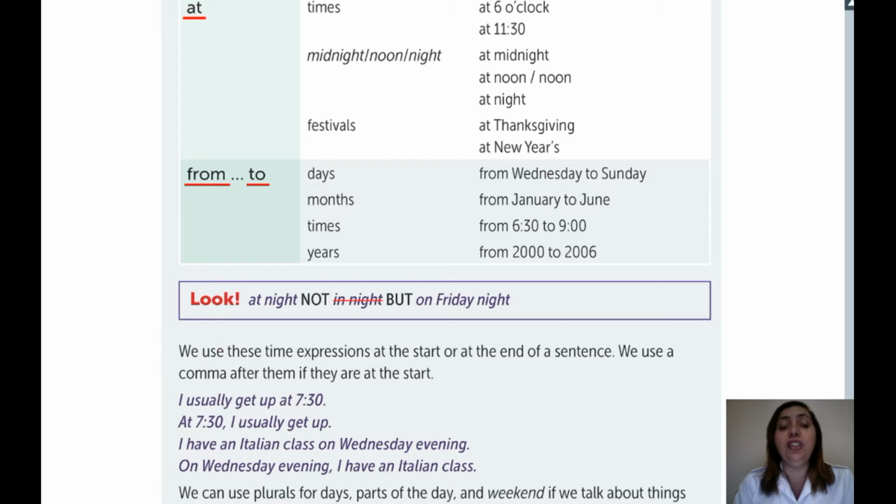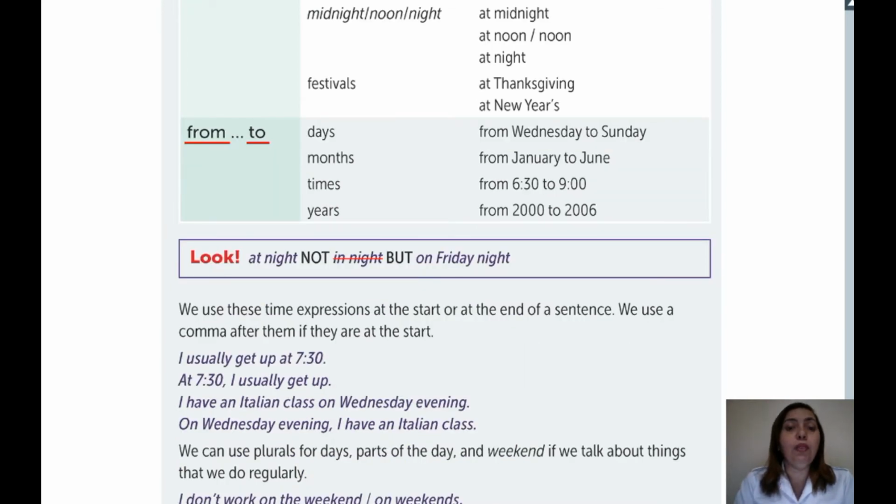Examples, I usually get up at 7:30. In the initial part of the sentence, we use a comma after the time. So we say, at 7:30, comma, I usually get up. Do you get it? Another example, I have an Italian class on Wednesday evening, in the end of the sentence. When I have it in the beginning of the sentence, in the initial part, I say, on Wednesday evening, comma, I have an Italian class. Do you understand? All right.